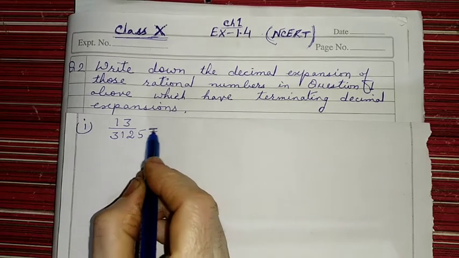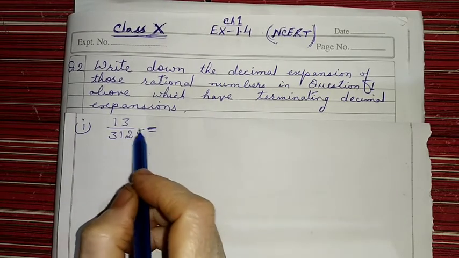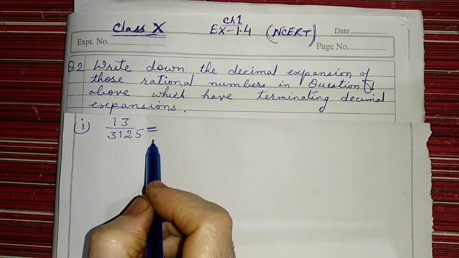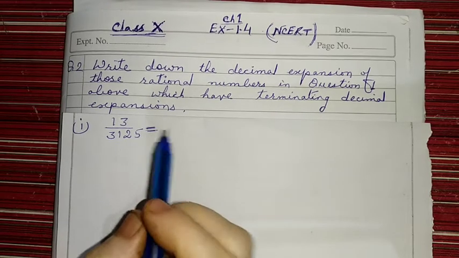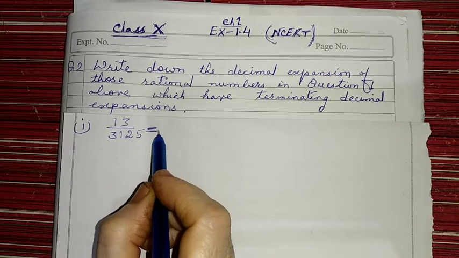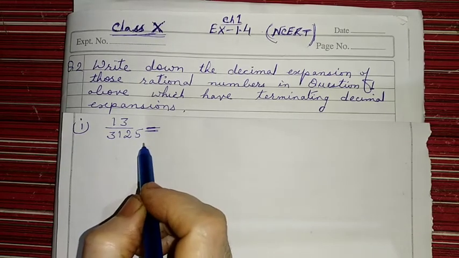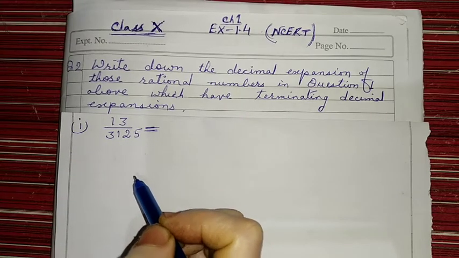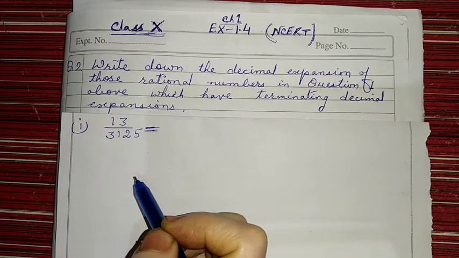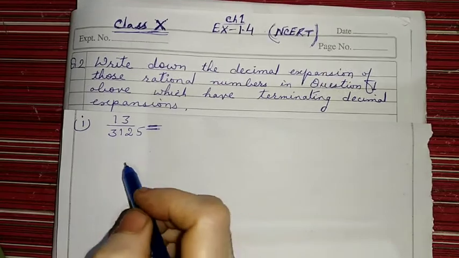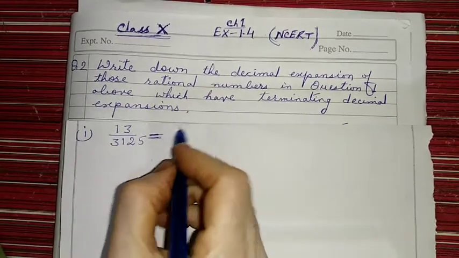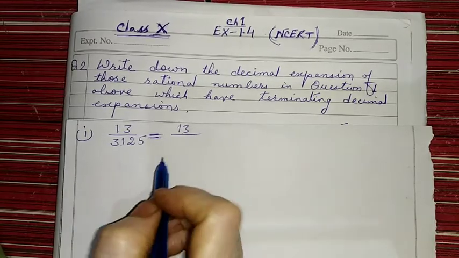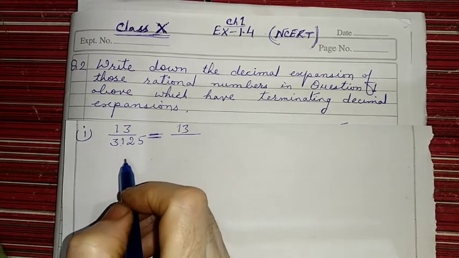Terminating decimals are those numbers whose denominator has only the factors 2 or 5, or 2 and 5 both. That is terminating. Now let us write the decimal expansion. How to write the decimal expansion? First we reduce the denominator into prime factors, as we have already done in question number 1.